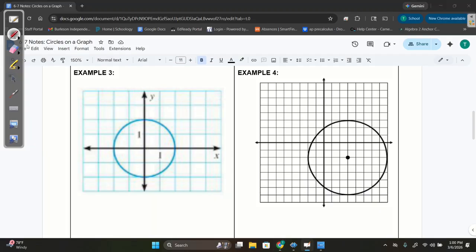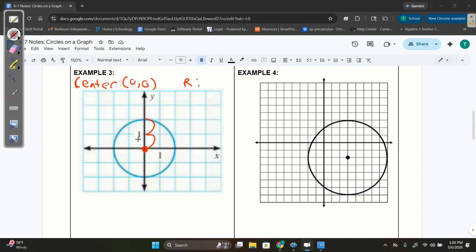Example number 3. I have a picture of a circle, and my goal is going to be to create an equation. To do that, I need the key features. I need the center, and I need the radius. Well, luckily for us, the center is located here at the origin, 0, 0. The radius is just 2 boxes.